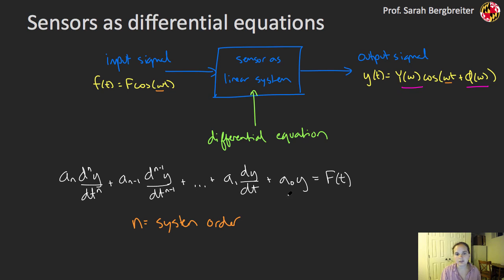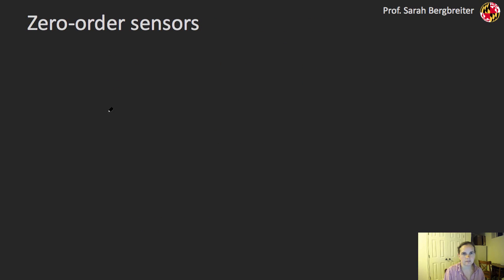So in that ideal system where, for example, I just had a naught y equals f of t, right? My output y would be 1 over a naught f of t. I have no derivatives in that system, so that would be a 0 order system. If I just had this first derivative, I'd be looking at a first order system. Okay, so let's talk about those 0 order sensors briefly.